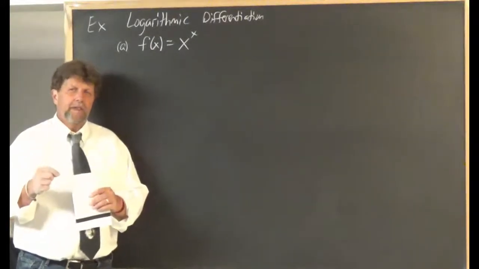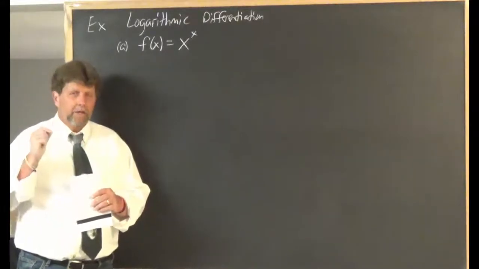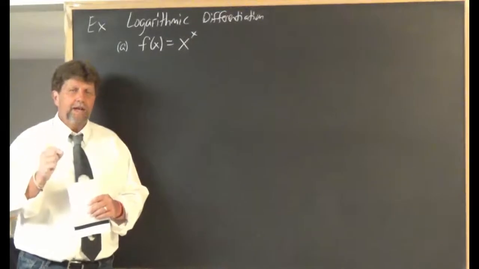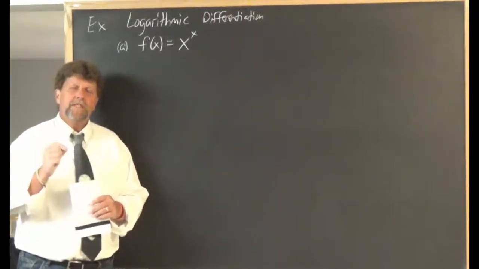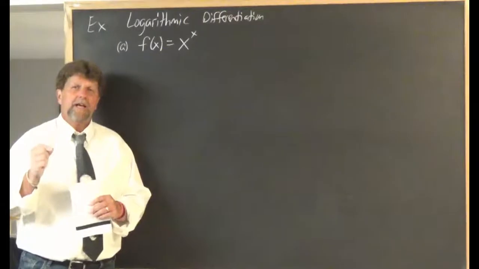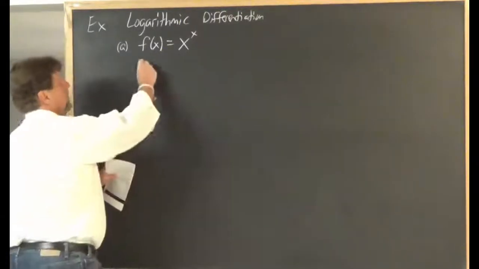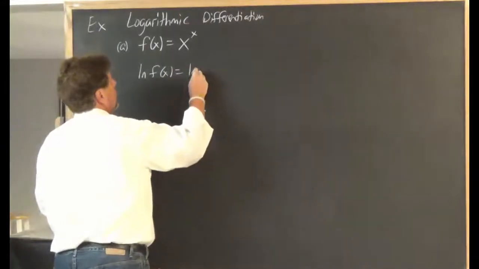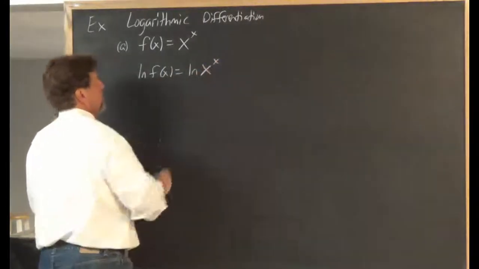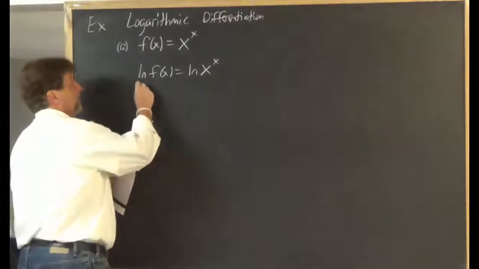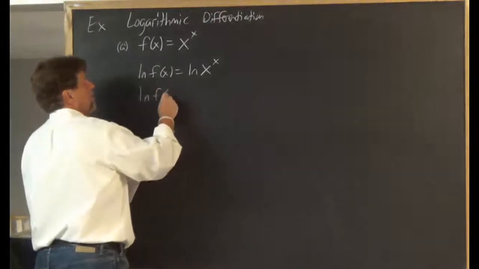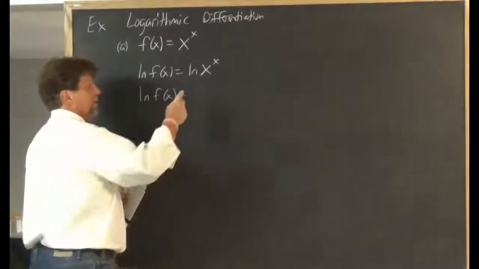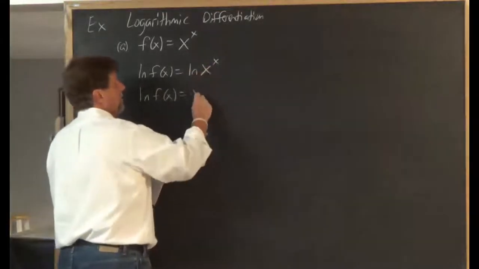To get the derivative for this, I'm going to use logarithmic differentiation. And with logarithmic differentiation, the first thing you do is take the natural log of both sides of the equation. Now notice on the right side, you can use a property of logarithms, one of the laws of logarithms, to move that exponent out front.